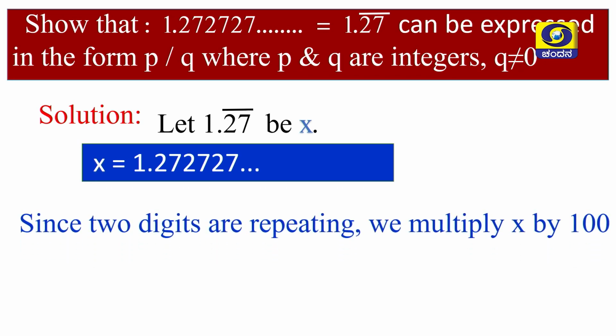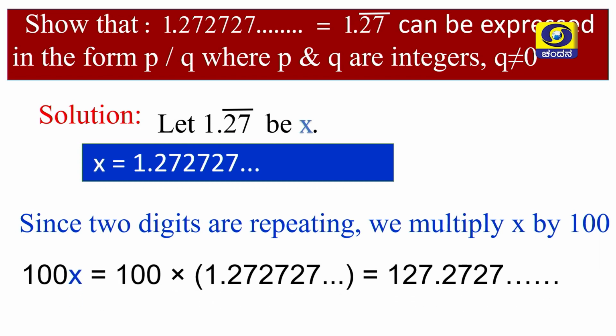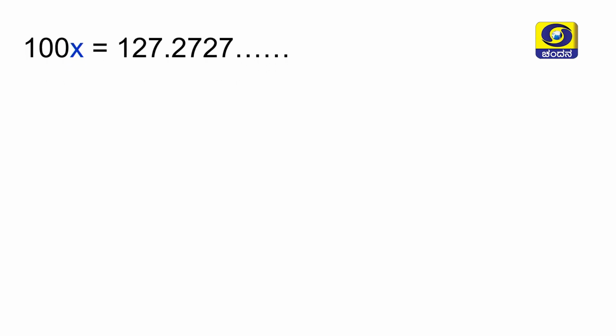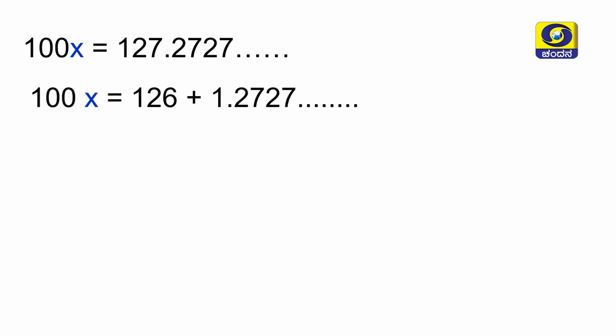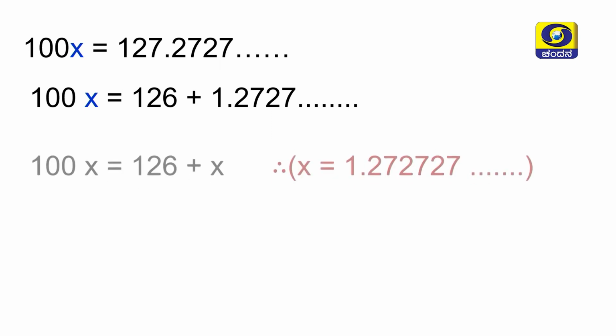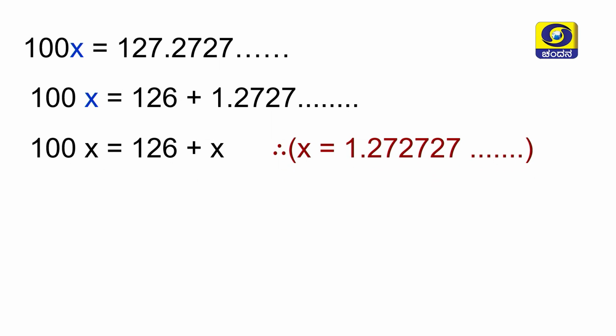Since two digits are repeating, we multiply x by 100. 100x is equal to 100 into 1.2727 like that. Now, that is equal to 127.272727. 100x is equal to 127.272727. Now, it can be written as 126 plus 1.272727. Now, in place of 1.2727 we will write x. Why? Because x is equal to 1.2727. Now, 100x is equal to 126 plus x.